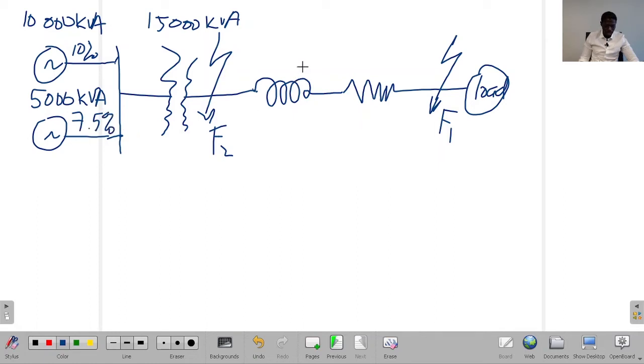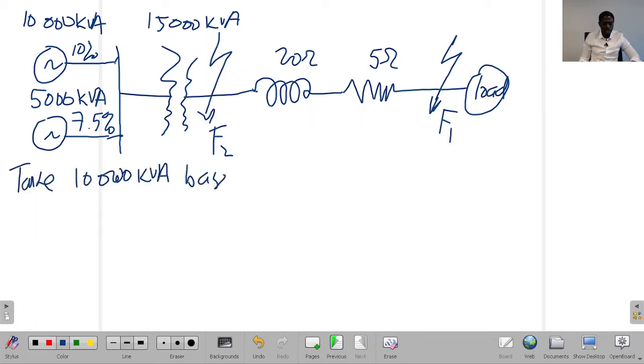Then you are given the reactance, the value of the inductance there, and you've also been given the value of the resistance. We take 10,000 kVA as the base kVA, and from this we are able to find the percentage reactance at base kVA rating. So we start with the alternators.